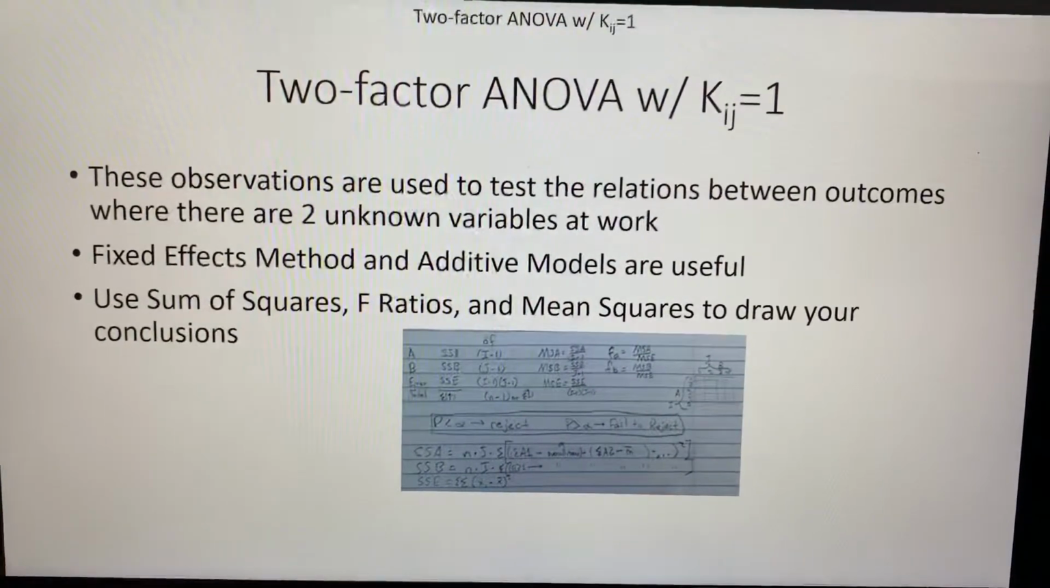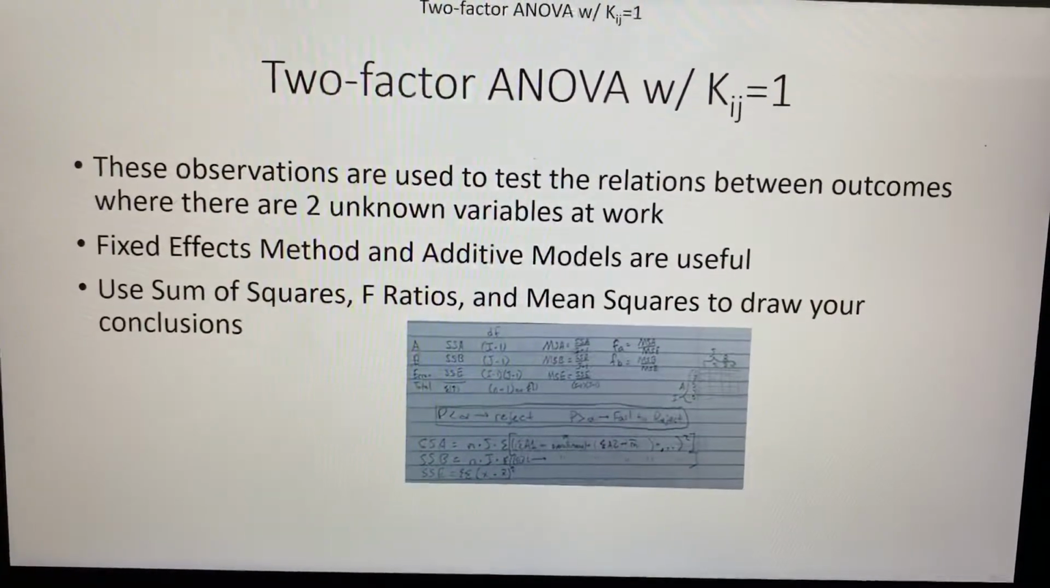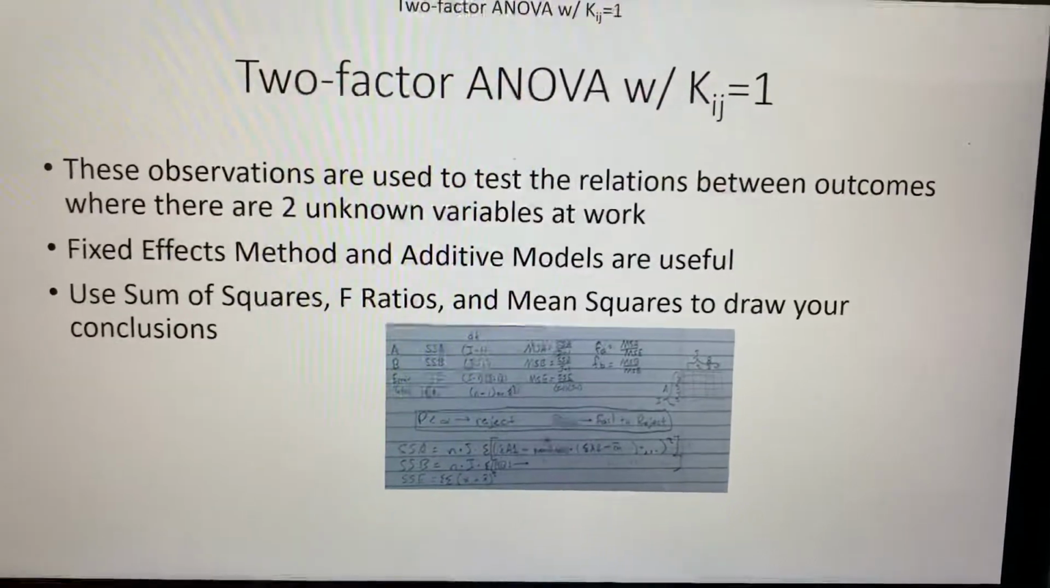Those are the equations you use, sum of squares, F ratio, and you can use the fixed effects method or the additive models method. They're both useful.